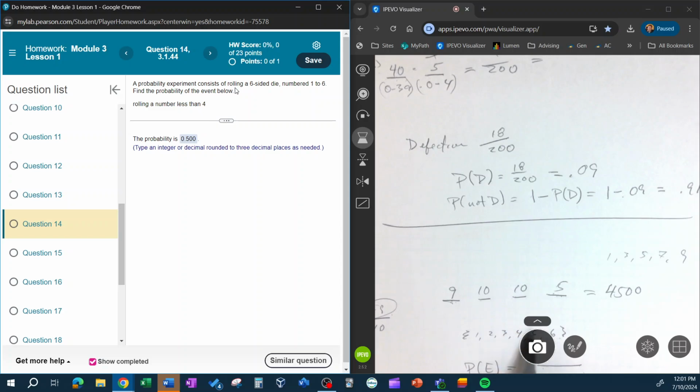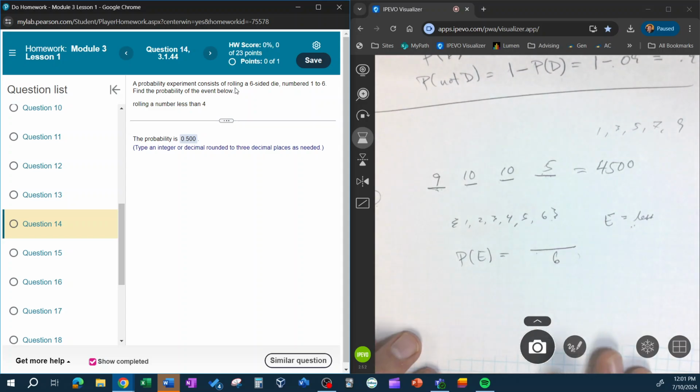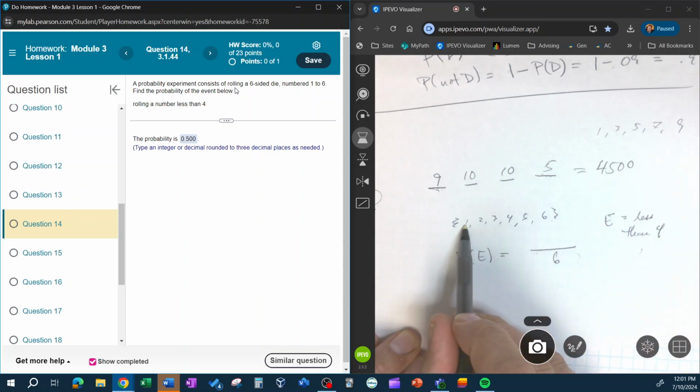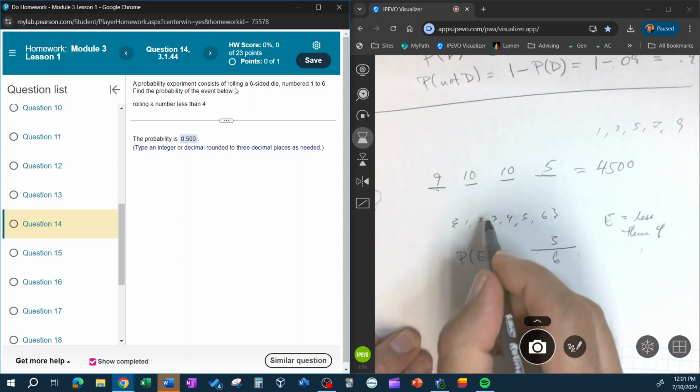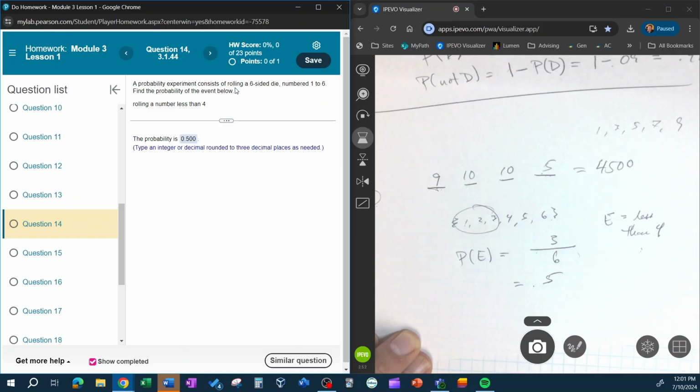We have 1, 2, 3, 4, 5, 6. And what's the event? Find the probability of the event rolling a number less than 4. So the event is less than 4. What is that? That's going to be 1, 2, or 3. So there are 3 possibilities there, just these 3, 1, 2, 3. And so the probability is just going to be 0.5.